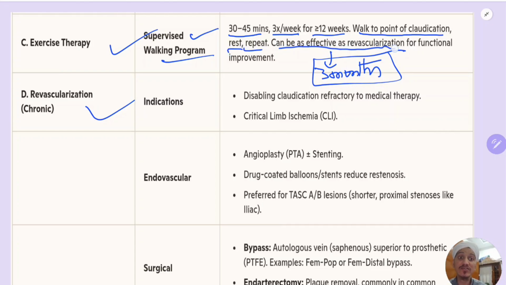Exercise therapy can be as effective as revascularization for functional improvement. So this is very important. Okay, so exercise therapy is also very, very important. It can be as effective as revascularization for functional improvement.